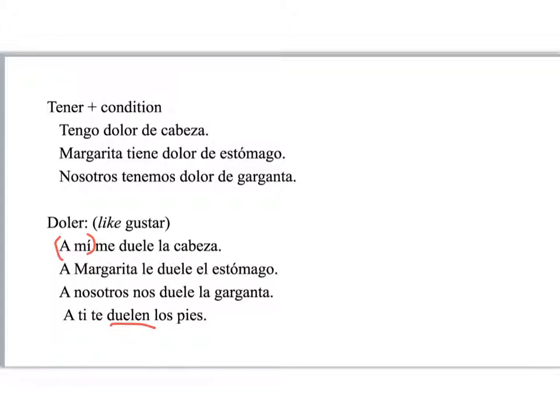The other thing that you will notice here, we would say in English, my head hurts, but in Spanish, we don't use the possessive. We'll use the definite article with each of these. So you won't say me duele mi cabeza. That doesn't sound natural in Spanish.